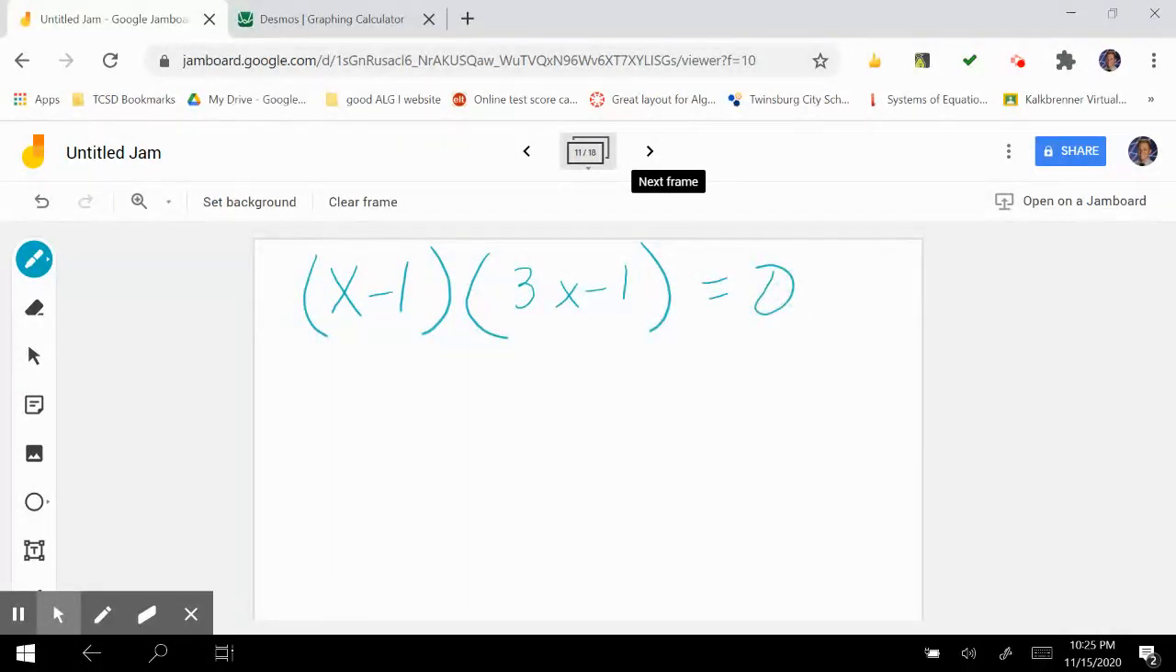And set these equal to 0. So I get x minus 1 equals 0. And again, if you know the trick, it's real quick. Here, I really can't do the trick. I'm going to have to do some algebra here. Add 1 to both sides.